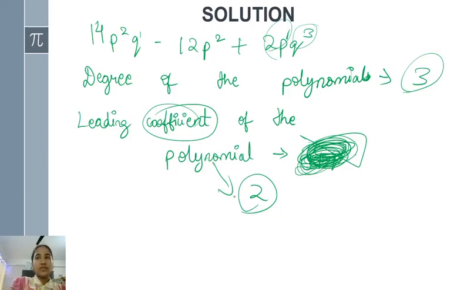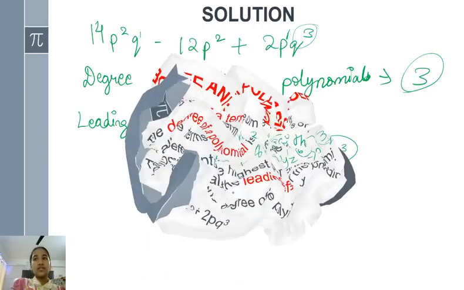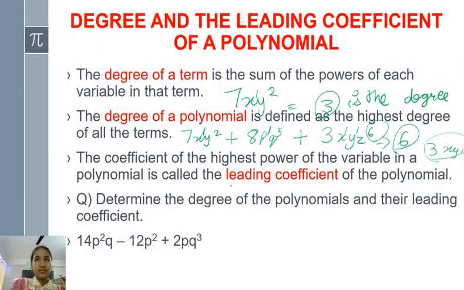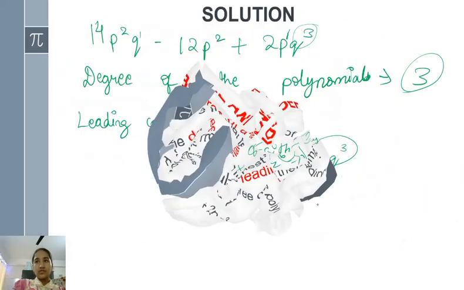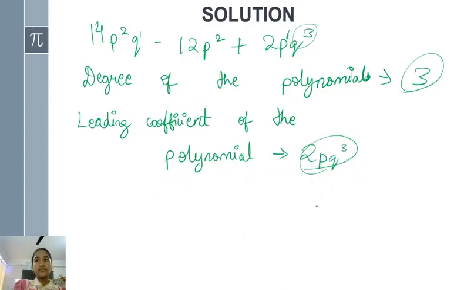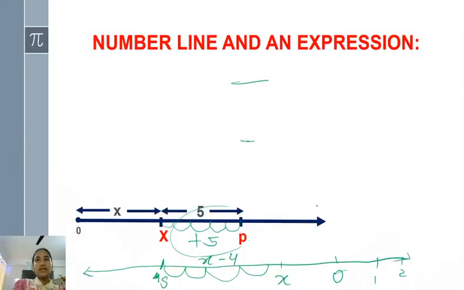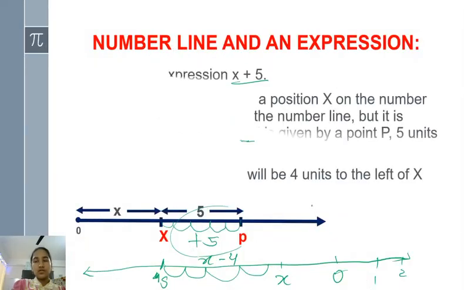So when we talk about the leading coefficient, kindly remember that it's the coefficient of the highest power of the variable in a polynomial. For example, over here also it's not 3xy, it's 3. 3 is the leading coefficient. Alright, so I hope you understood it. Yes, number line and all also I had taught.